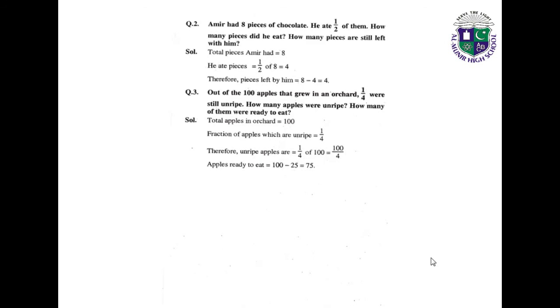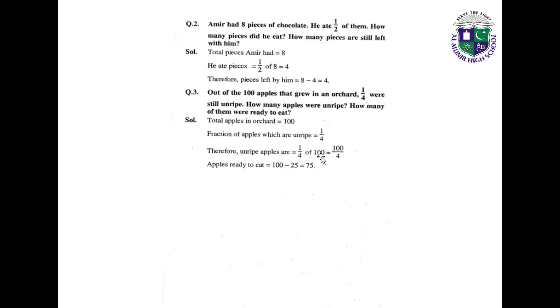Out of the 100 apples that grew in an orchard, 1 over 4 were still unripe. How many apples were unripe? How many of them were ready to eat? Total apples in the orchard: 100. Fraction of apples which are unripe: 1 over 4. Therefore, unripe apples are 1 over 4 of 100.